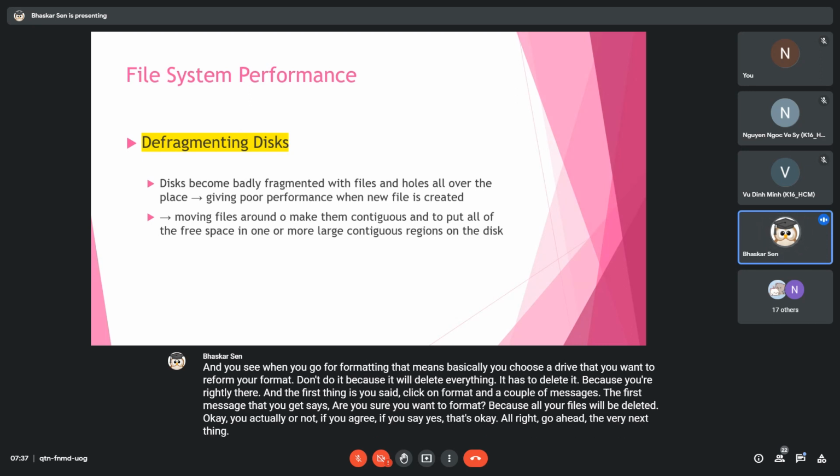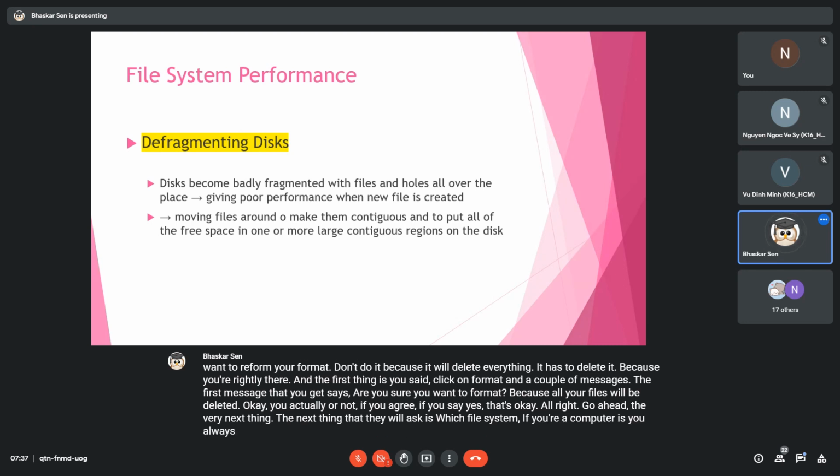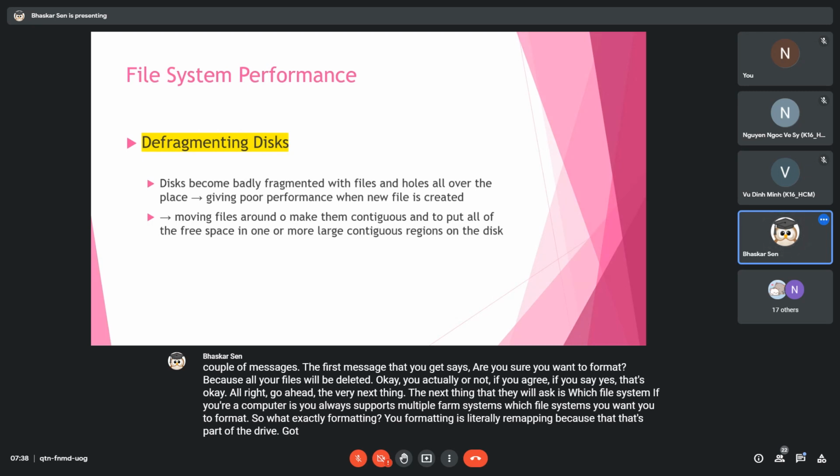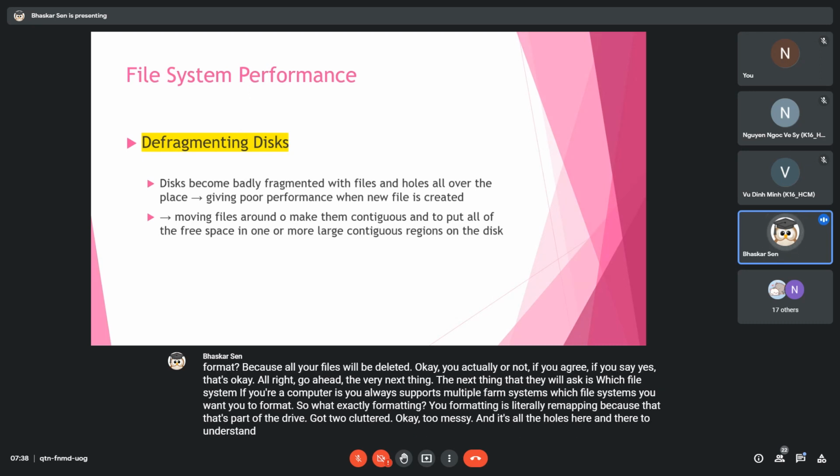The next thing they will ask you is which file system, if your OS supports multiple file systems, you want to use to format it. So what exactly is formatting? Formatting is literally remapping, because that part of the drive got too cluttered, too messy, with holes here and there. To understand it, use a simple analogy.